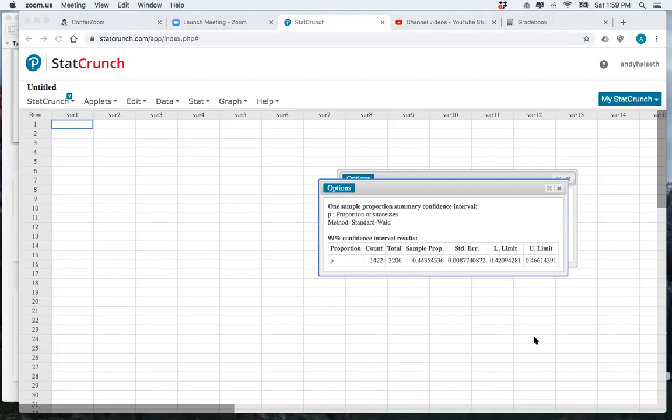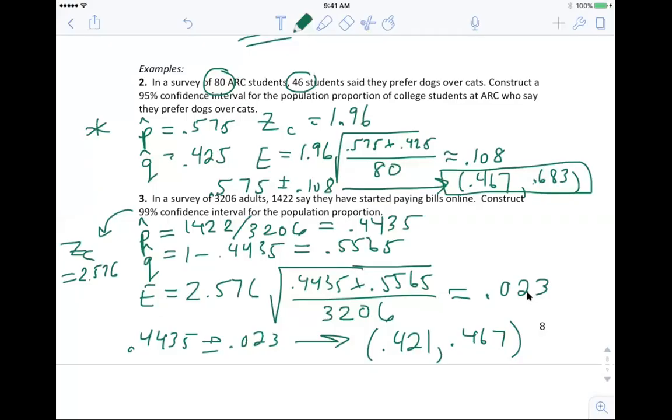One other thing is just the interpretation of these. So interpretation: when you create a confidence interval like this first one, think of these as percentages, right? So we've got this one here. Think of that as like 46.7% and 68.3%. So we are 95% confident that the true population proportion, so the true percentage of students at ARC who prefer dogs, is somewhere between 47% and 68%.